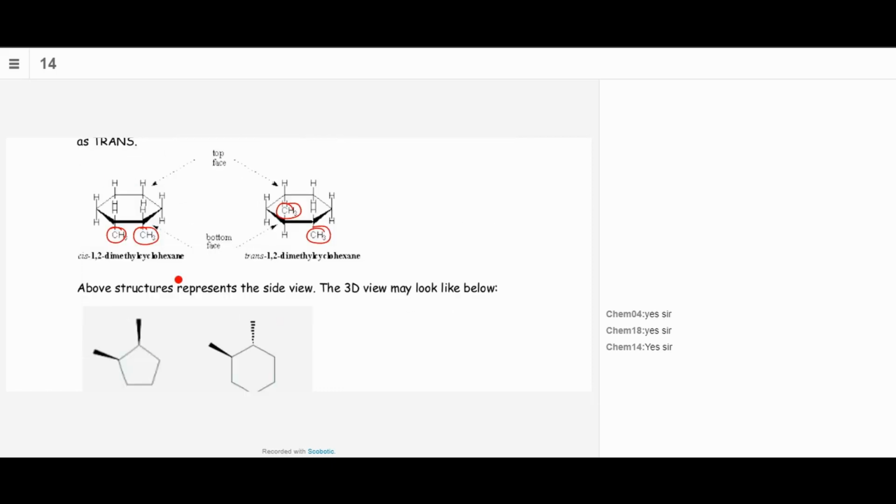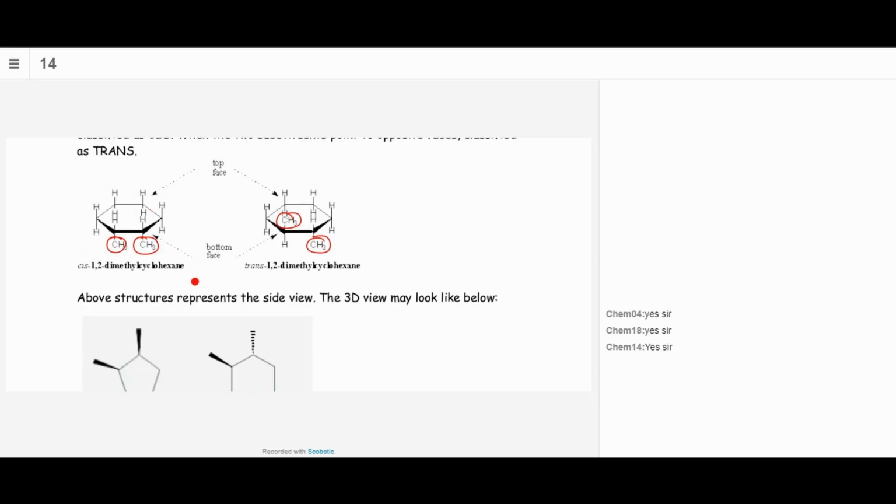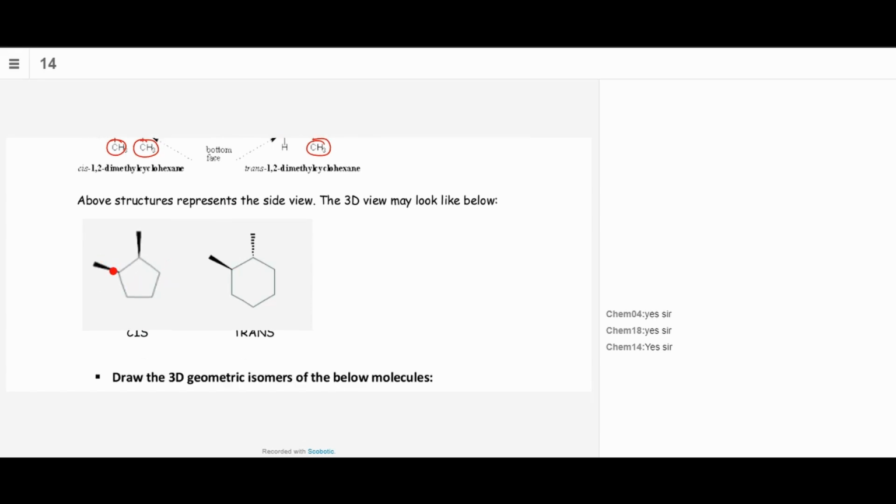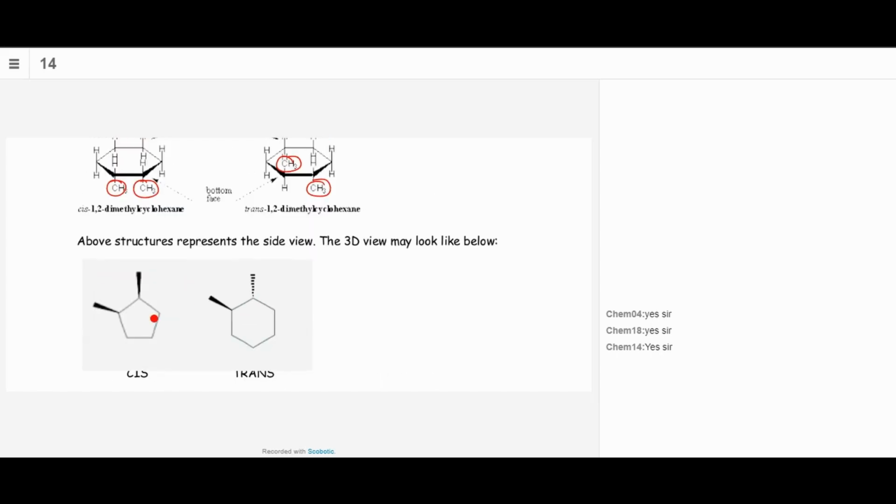So you can represent these structures in a 3D form in a skeletal structure this way. In cis, you can see both of these groups, the CH3 groups, are coming out, right? This triangle means coming out. So we are looking at a different angle now.